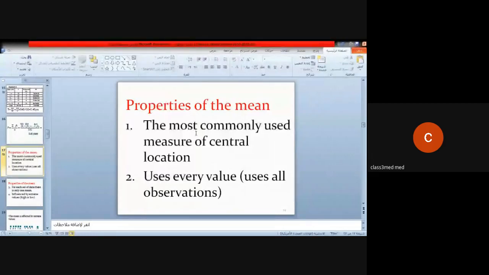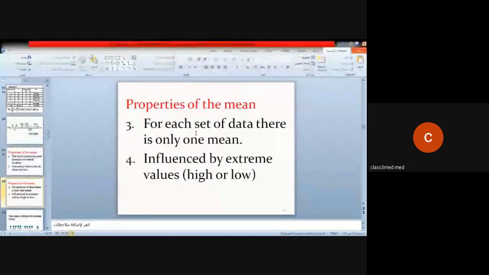The other characteristic is that it uses every value, all the observations. As you have noticed, when you calculate the mean, each observation in the data set will enter in the calculation of the mean. The third property is that for each set of data, there is only one mean.